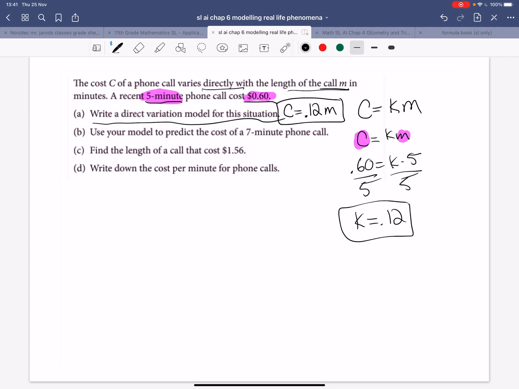There's our direct variation. Use your model to predict the cost of a 7-minute phone call. C equals 0.12 times 7. So the cost is 0.84, 7 times 12 is 84.